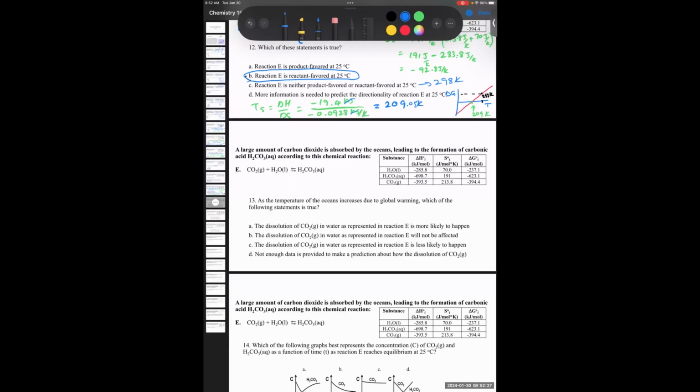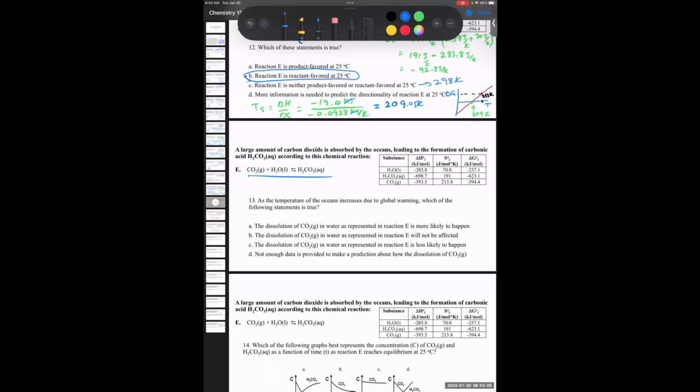As the temperature of the oceans increases due to global warming, which of the following statements is true? The dissolution of carbon dioxide in H2O is what is happening in this reaction. When you increase the temperature, the amount of carbon dioxide that dissolves should be less, because at temperatures above 209 Kelvin, based on our previous question, the reaction is reactant favored. So dissolution should be less.